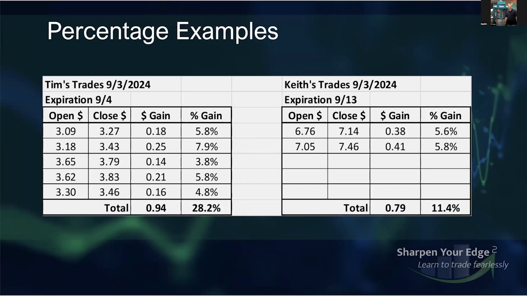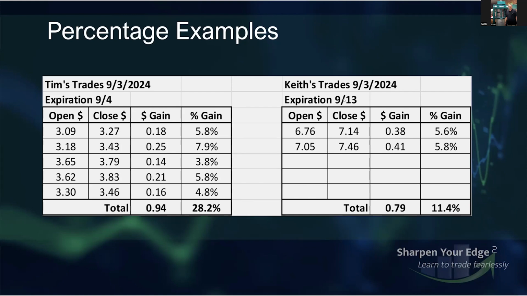And I have from yesterday's trades, Tim's trades on the left. He was doing today's actually expiration yesterday. And these were his opening prices down in the $3 kind of range. Closing prices here, and his dollar gain, or cent gain, was a total of 94 cents yesterday. And you can see the percentage gain that he had on most of these.